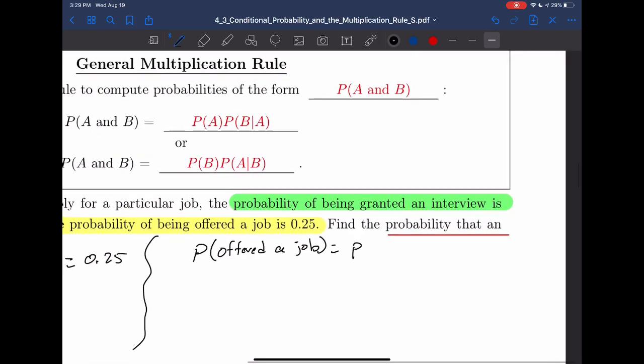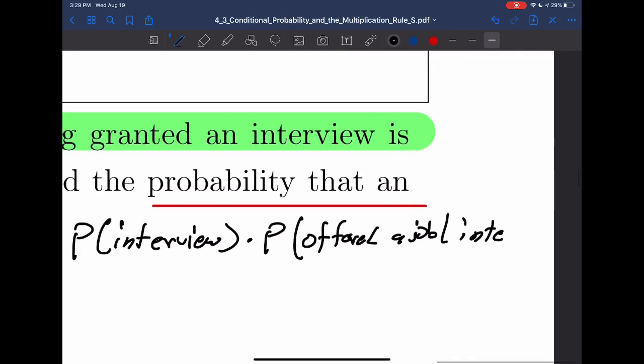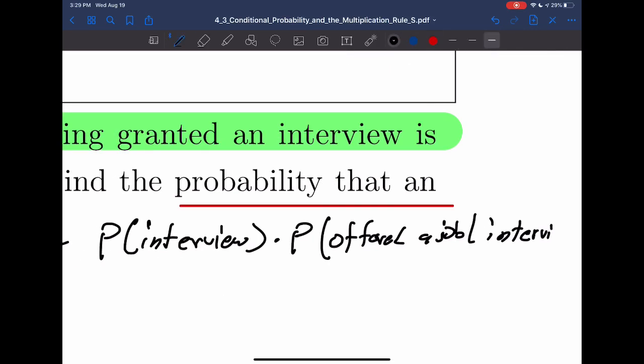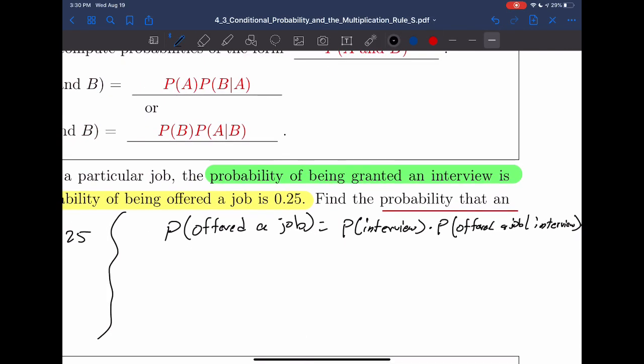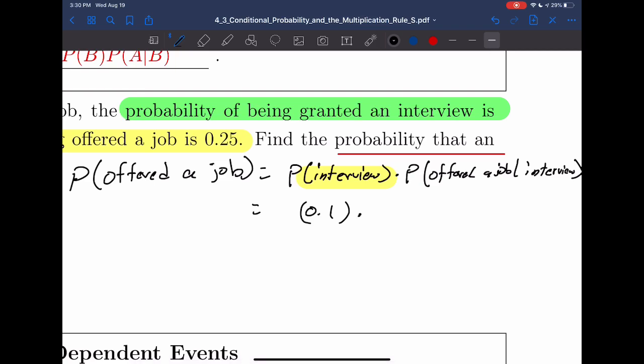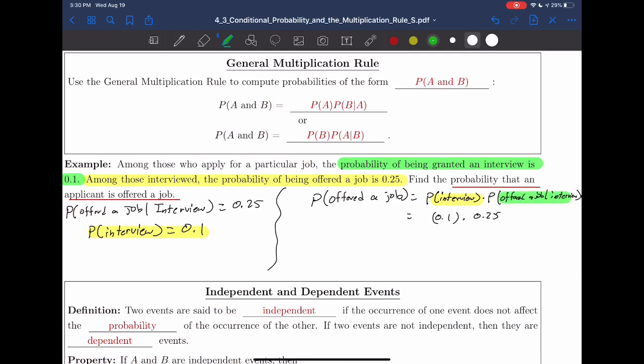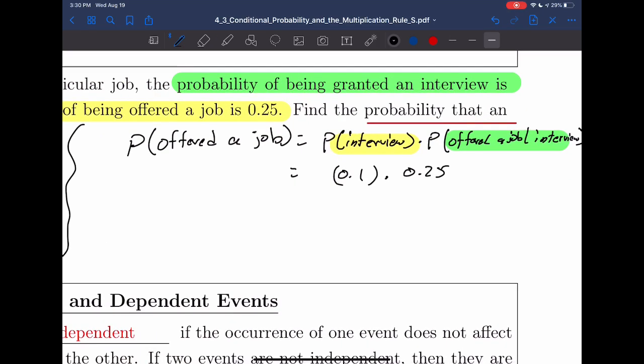And this, using the general multiplication rule, is just the probability of getting an interview times the probability of being offered a job, given that you already took the interview. But we already know these values, so we just have to plug them in. So this will be 0.1 times 0.25. And the answer should be 0.025.